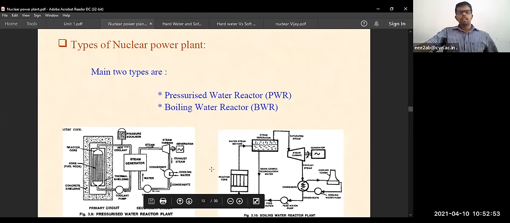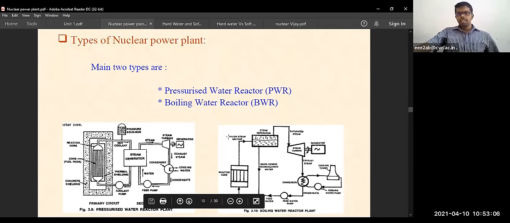Here you can see the types of nuclear power plants. The first is the pressurized water reactor, then the boiling water reactor, and the third one is the fast breeder reactor. First I will explain what is meant by a reactor, then we'll come to this slide.